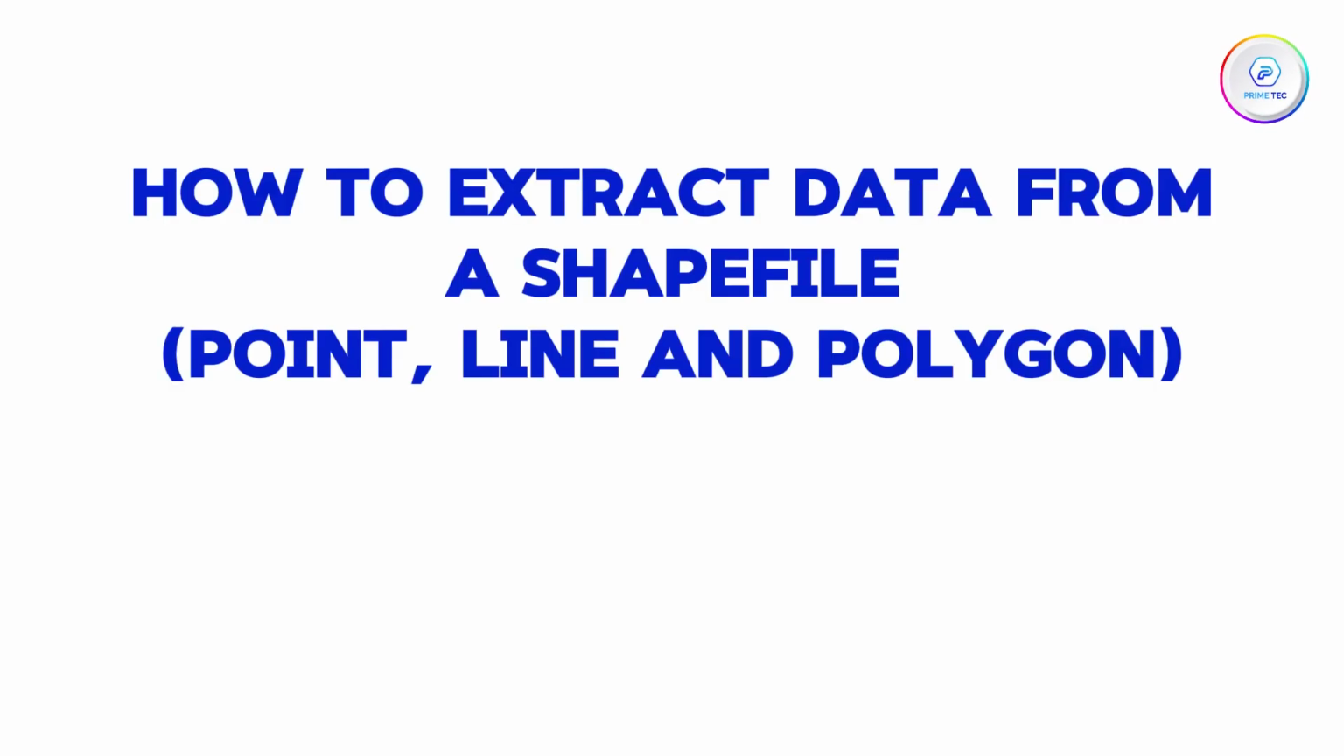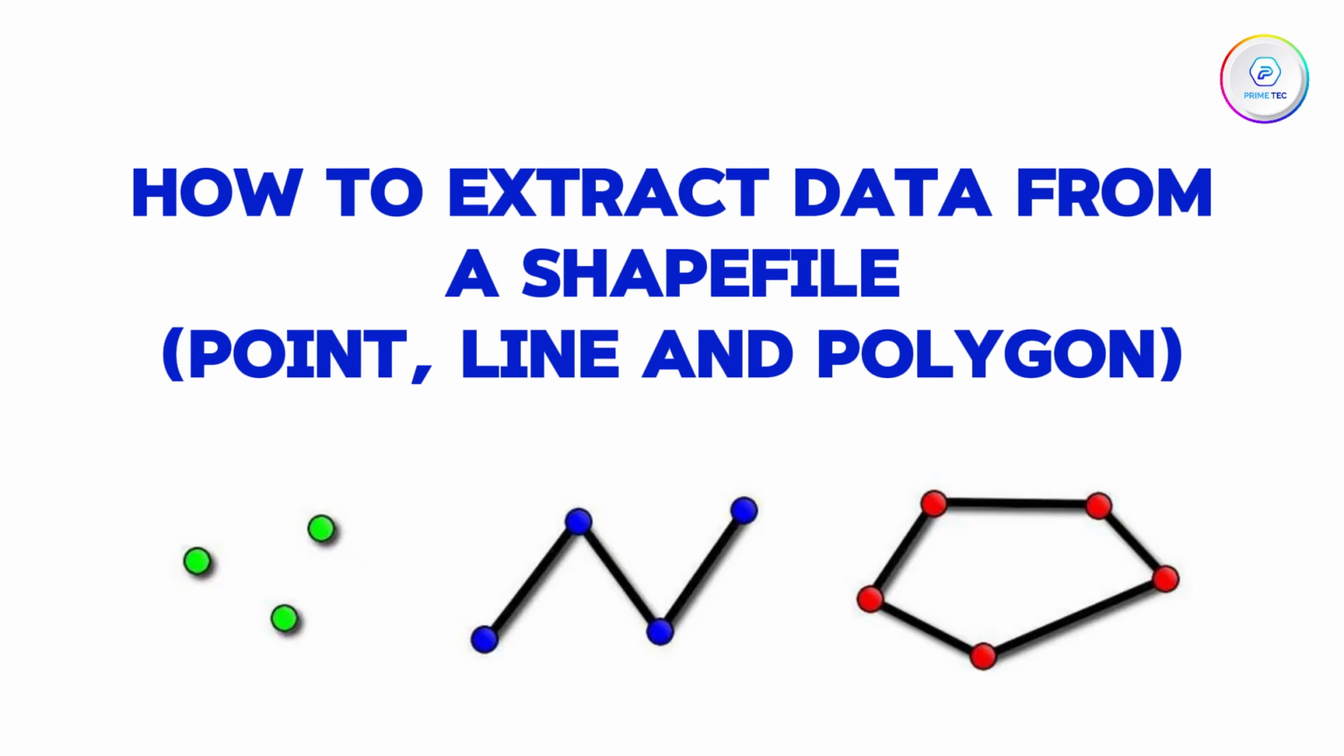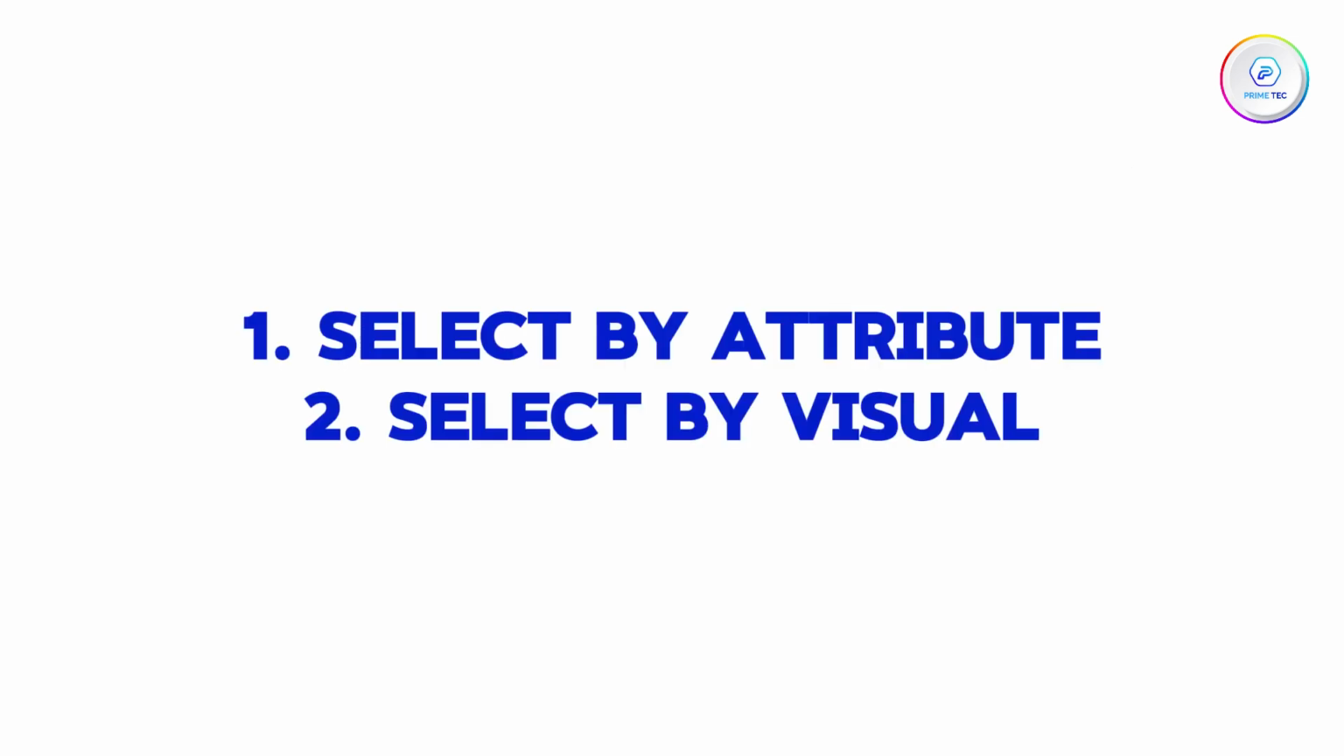Today we'll be discussing how to extract data from a shapefile. So we have different types of features of shapefile. We have point, line, and we have polygon. In our previous videos, we have discussed what each of these type of features are: the points, the line, and polygon. So today we are going to discuss two ways to extract data from a shapefile.